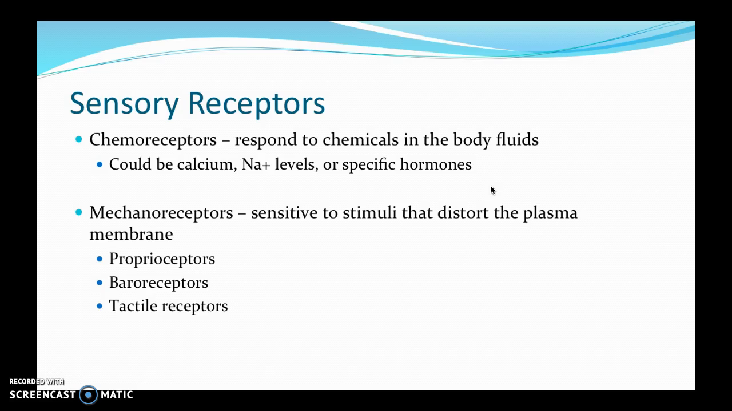Mechanoreceptors respond to changes that distort the plasma membrane. There are several types of mechanoreceptors: proprioceptors, baroreceptors, and tactile receptors. Proprioceptors monitor the position of joints and muscles. Baroreceptors respond to changes in pressure, usually blood pressure, and tactile receptors respond to touch.